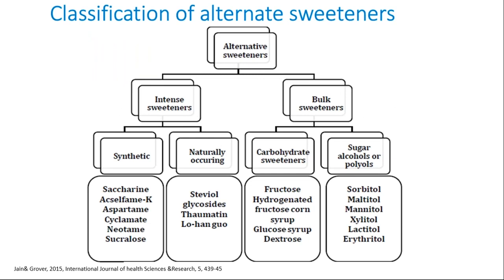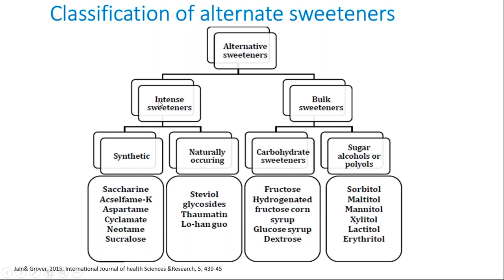So then you come to this very important group of sweeteners, which are known as the alternate sweeteners, and which are also in the group of food additives as sweeteners. So we can classify these alternate sweeteners into two types: one is the intense sweeteners and the other is the bulk sweeteners.